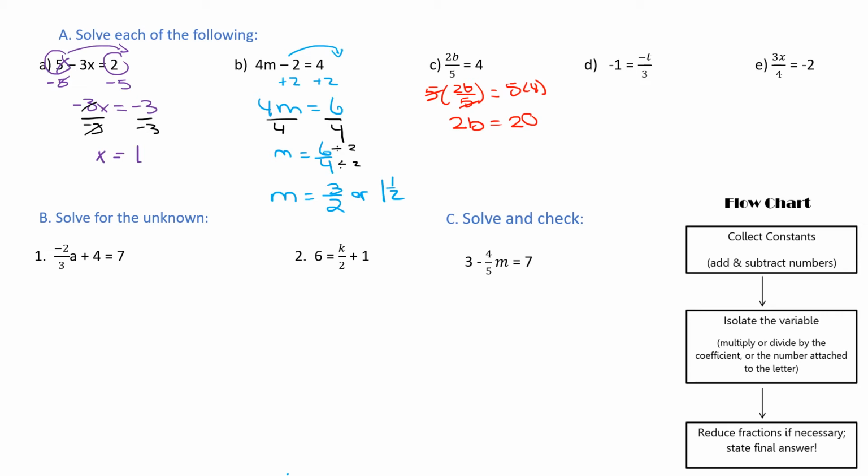So now we're still on the second step here, isolate the variable. We're still trying to isolate b. I'm going to divide both sides by 2 because the b and the 2 are attached with multiplication. The opposite of multiplication is division, so I have to divide, and that gives me b equals 10.